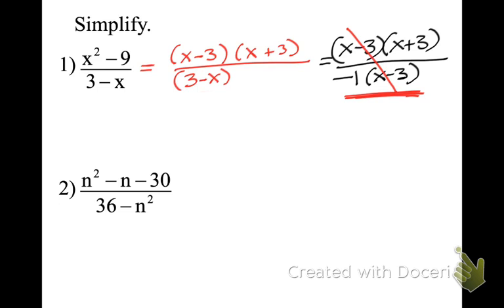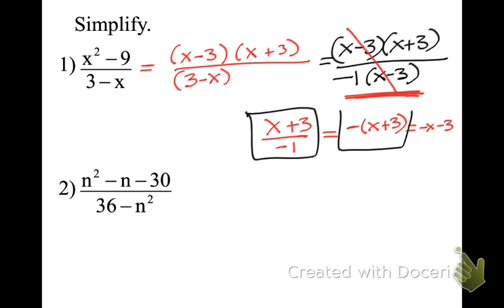So let's finish it. In the numerator, we're left with x plus 3 over negative 1. I can take the negative in the denominator or the numerator, I can write it like this, or I can multiply it out and make it negative x minus 3. All of these are as fully factored as can be and are all solid answers. Any of those 3 are fine. Okay? Try number 2.